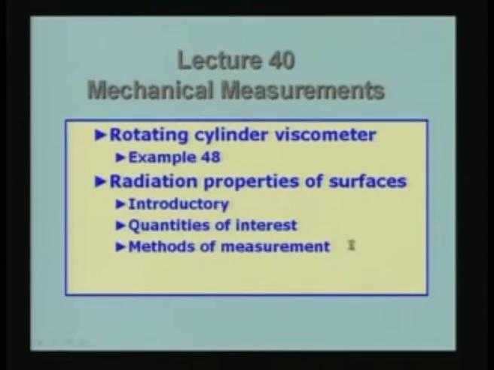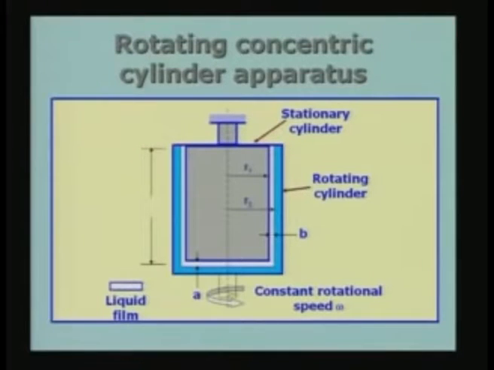To recapitulate, I am showing you the apparatus described in the previous lecture, the rotating concentric cylinder apparatus, which consists of a stator, which is held stationary, and a rotor surrounding it. There is a gap in between the rotor and the stator, and the gap is filled with the fluid whose viscosity we want to determine. The narrow gap is given by the difference between the radius R2 and radius R1, and I call this gap B.